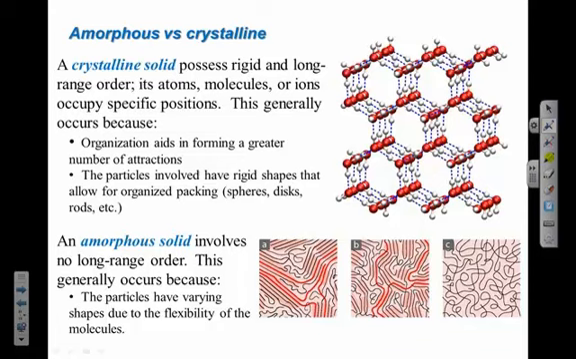We also want to understand the difference between crystalline and amorphous. So this slide demonstrates that. Here I've got water, and this shows the three-dimensional arrangement of water molecules. So why is it that water molecules arrange in this specific organized three-dimensional arrangement?